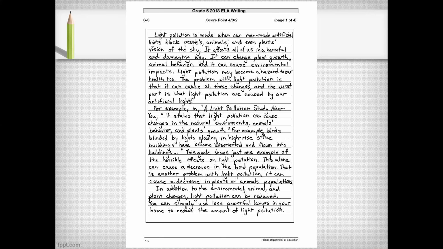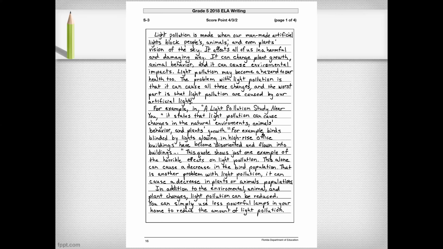For example, in a light pollution study near you, it states that light pollution can cause changes in the natural environments, animals' behavior, and plants' growth. For example, birds blinded by lights glowing in high-rise office buildings have become disoriented and flown into buildings. This quote shows just one example of the horrible effects of light pollution. This alone can cause a decrease in the bird population. That is another problem with light pollution. It can cause a decrease in plants' or animals' populations.